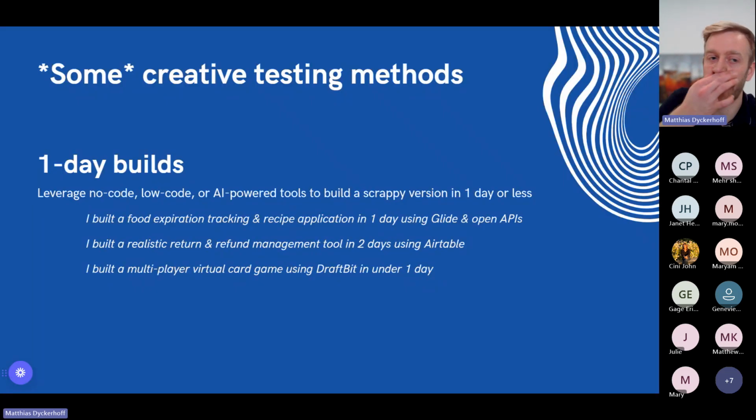And I'm planning on digging into this further in February in our webinar about leveraging modern day tools to actually build and design your product. So I can go more in depth in that later.